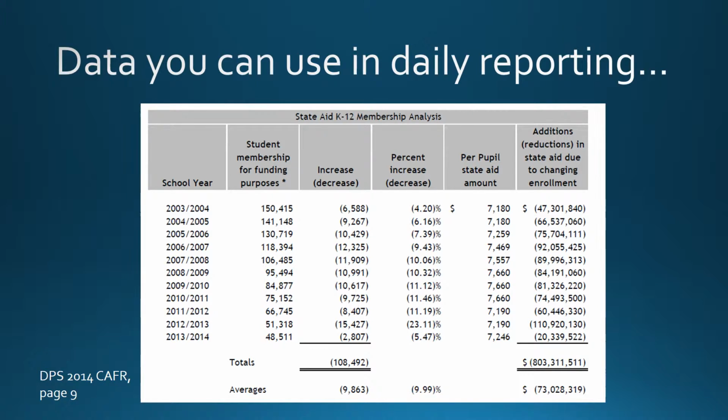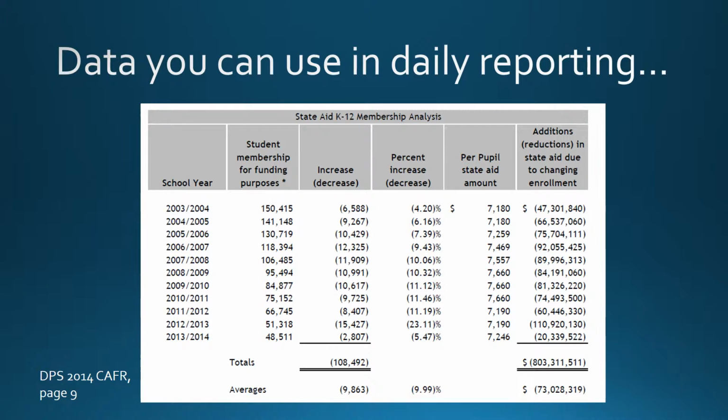The comprehensive annual financial report should not be a document that you write about once a year when the audit comes out and then forget about it. You can go back to the document for financial analysis of data, especially when it comes to funding from government agencies. And here for Detroit Public Schools, I was looking at state funding for the school district.